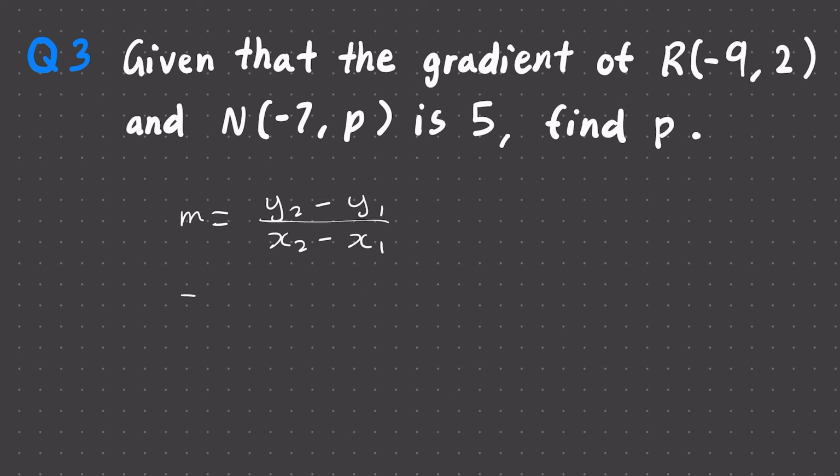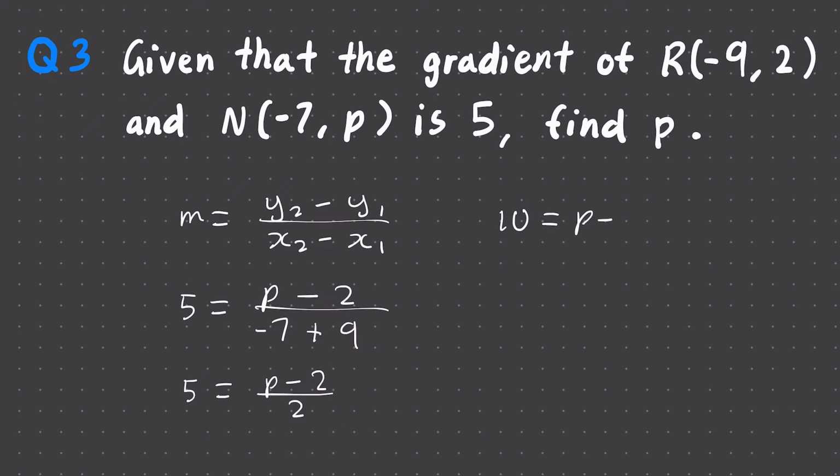So since m is actually 5, that equals p minus 2 over minus 7 minus 9, so that's going to be plus 9. And here we have 5 equals p minus 2 over minus 2. And here we have 5 equals p minus 2 over 2. And then multiply both sides by 2, so we get 10 equals p minus 2. And of course, p should equal 12.